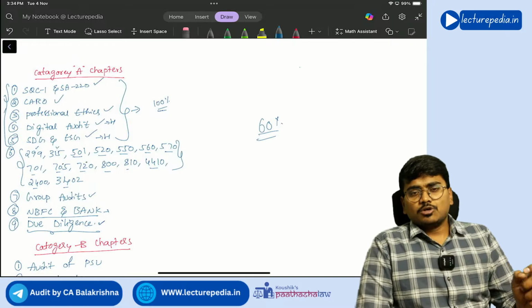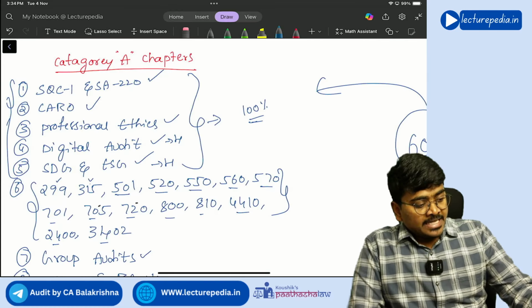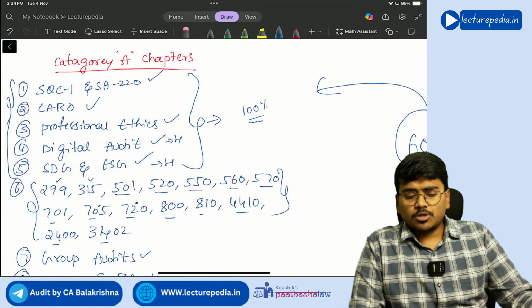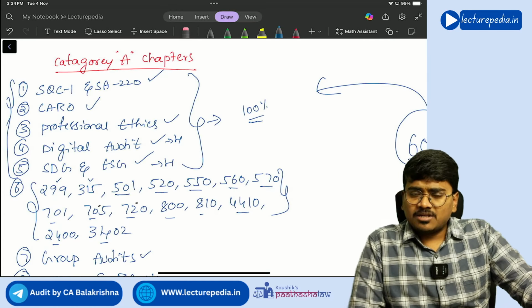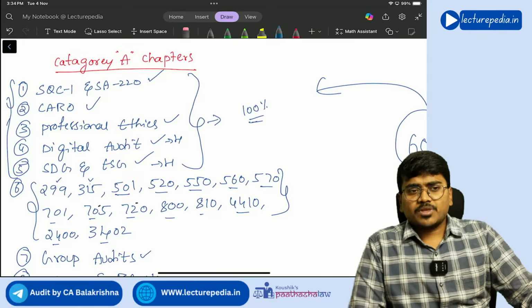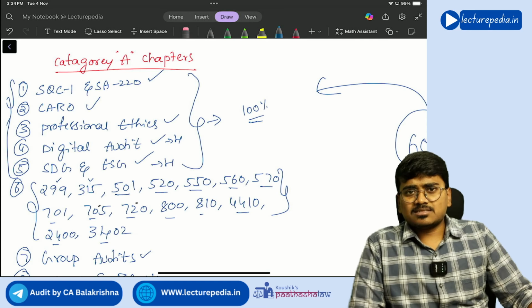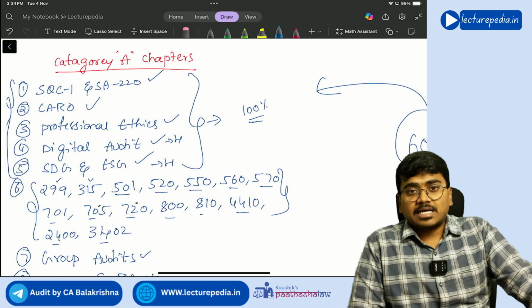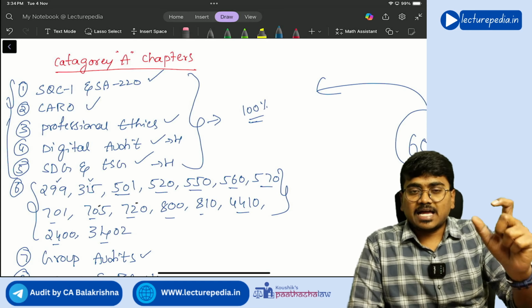For these category A chapters, you should read the complete concept book. With respect to the book, whatever book you have been following till now, follow the same book. Don't change the book in this remaining 60 days, because you are already used to that book. If you are following my audit concise book that I have prepared, focus on the key terms I have given in red color. Try to remember those key terms.